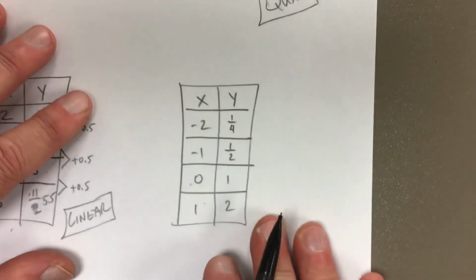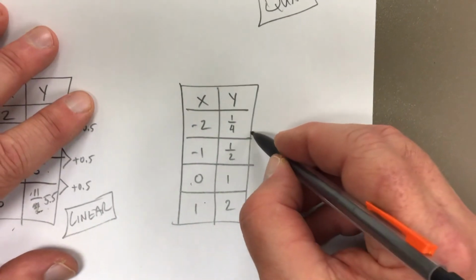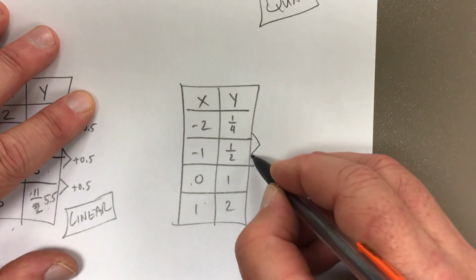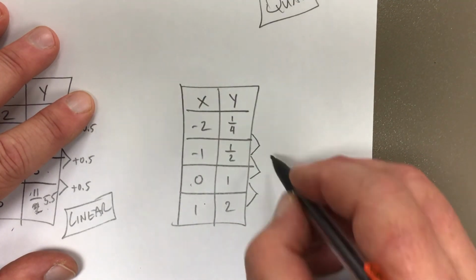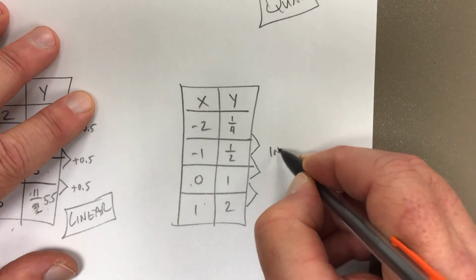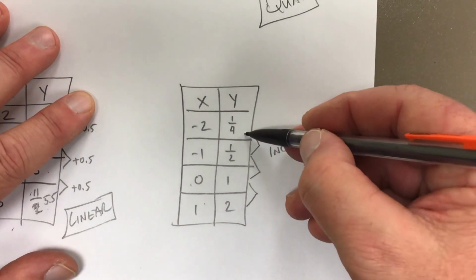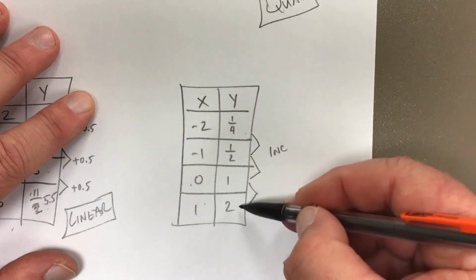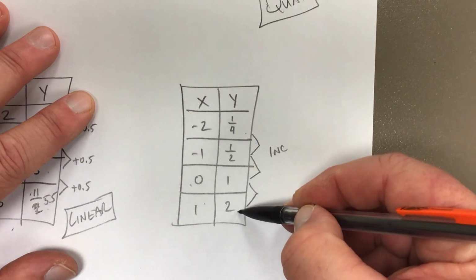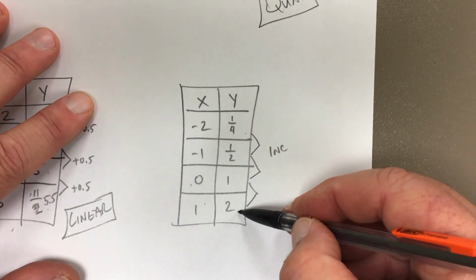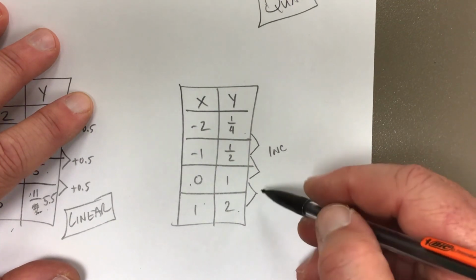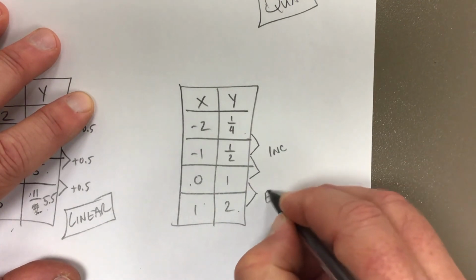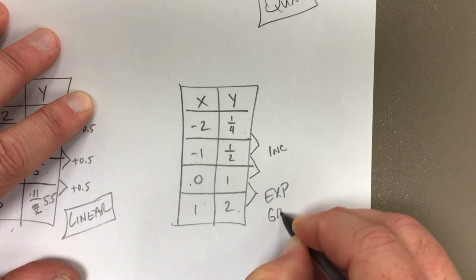And then last but not least, we have 1/4 up to 1/2, up to 1, up to 2. So we're increasing, we know that. It looks like we used to be down at 1/4, and then 3 moves later we're up to 2 wholes. That's a pretty good incline or increase, so this would be exponential growth.